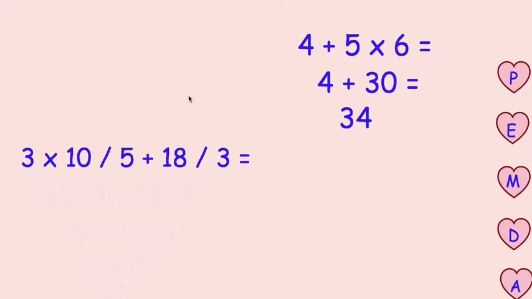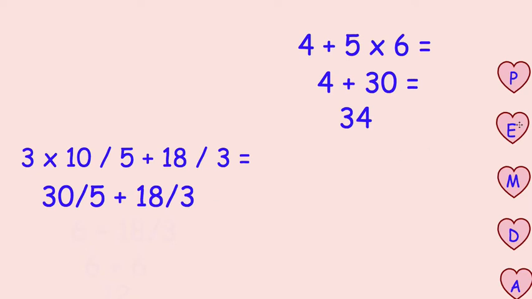Let's look at this problem over here. It's got a lot going on here. I see I have multiplication, I have division, I have addition, and I have division again. So are there any parentheses? Nope. Any exponents? No. Is there multiplication? Yes. So I would want to do my multiplication first. So I see it's 3 times 10 is 30, and then I bring down my divided by 5 plus 18 divided by 3.